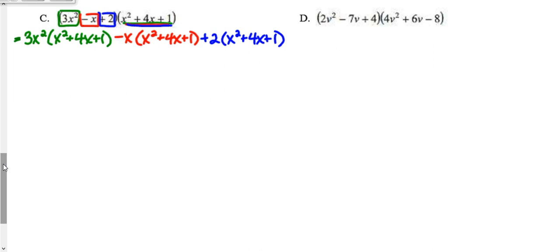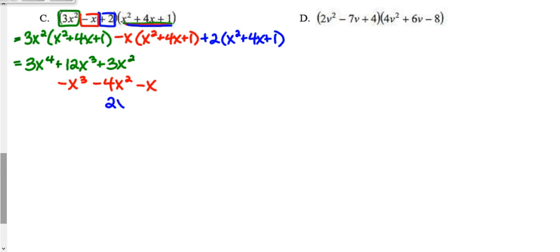And I'm going to organize it the same way I showed you last time, simply because that's actually how I do this. So distributing the 3x squared, that would be 3x to the 4th plus 12x to the 3rd plus 3x squared. So that's the first distribution. Now moving on to the second, where I distribute a negative x. The first term would be a negative x to the 3rd, so I stacked it under my previous x to the 3rd, minus 4x squared minus x, and then I would have 2x squared plus 8x plus 2.